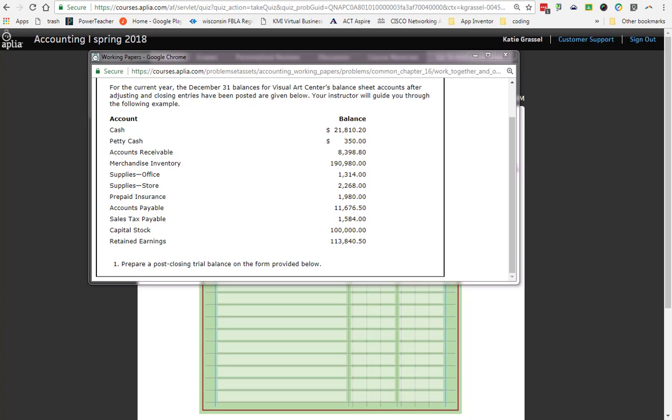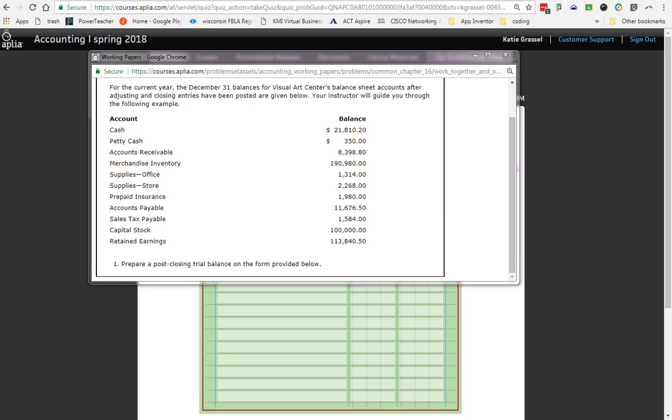Now, the whole point of adjusting and closing entries is to get our books ready for the next fiscal period. The very first thing we learned in accounting was not debits and credits. We worked for several weeks before you heard the word debits and credits. We learned that assets equals liabilities plus owner's equity. So we need to get our books ready for the beginning of the next fiscal period so that our assets equal our liabilities plus owner's equity. We do that by getting our debits and credits to equal.